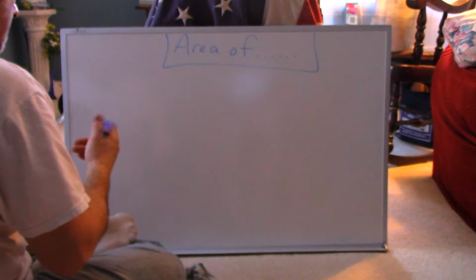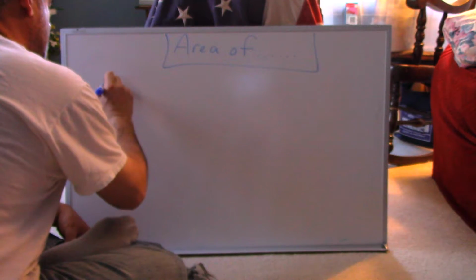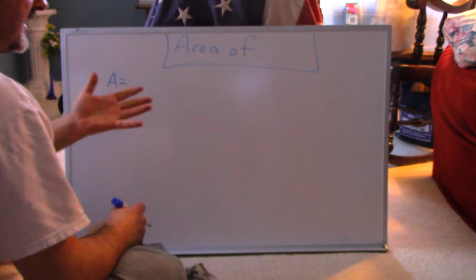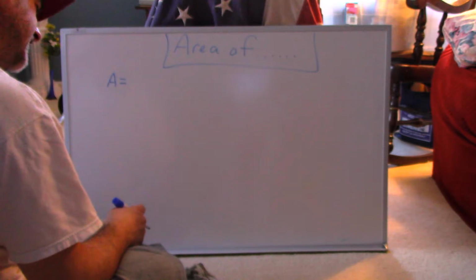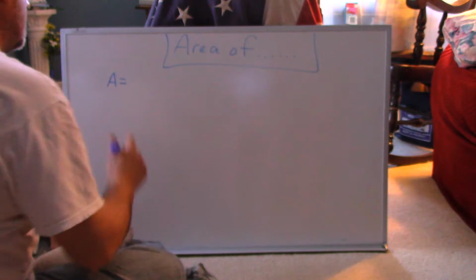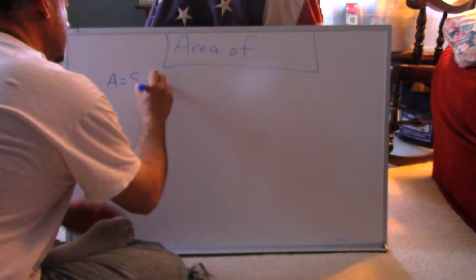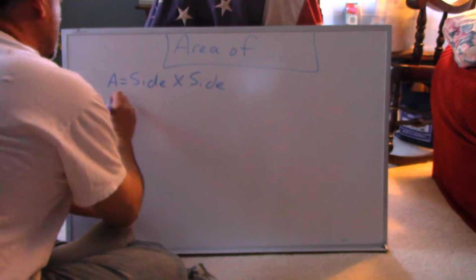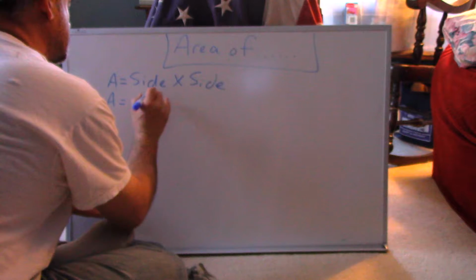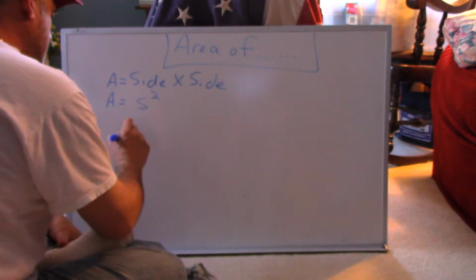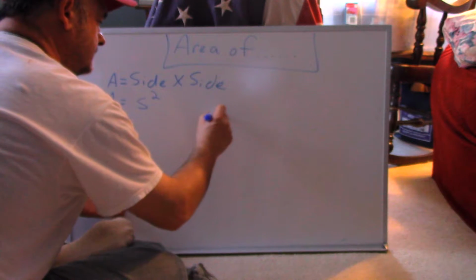So let's do area of a square. The formula, instead of an equation really, the formula for area of a square is just side times side. Another way to write it is side squared. You can write it that way. It doesn't matter.